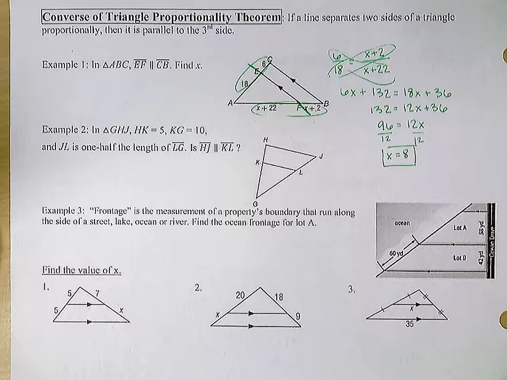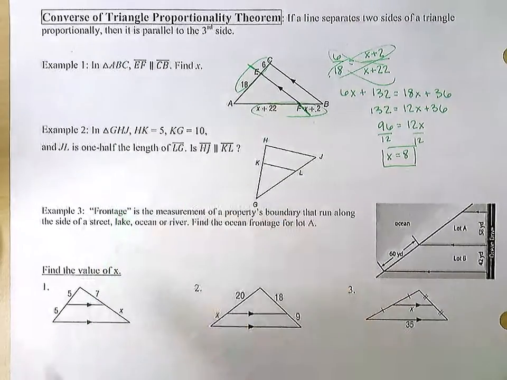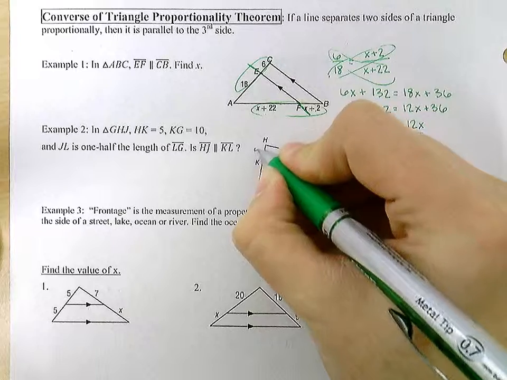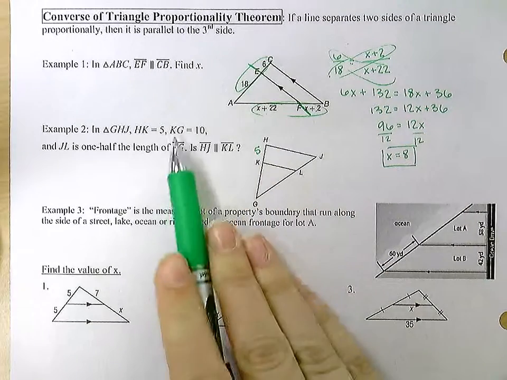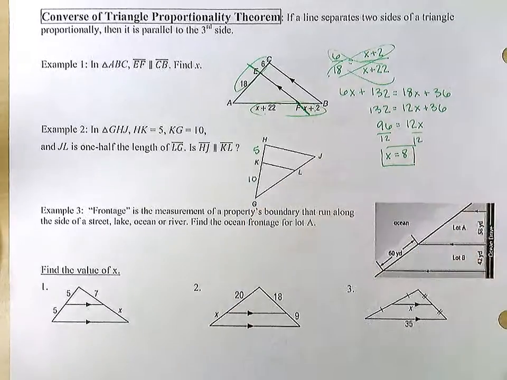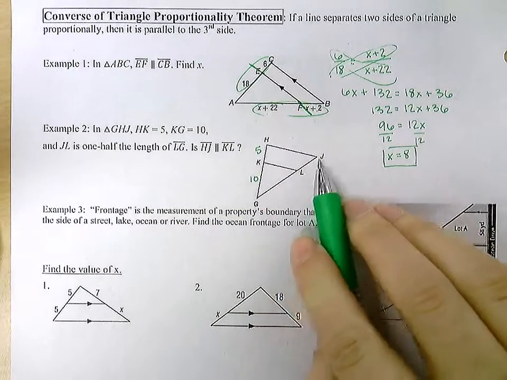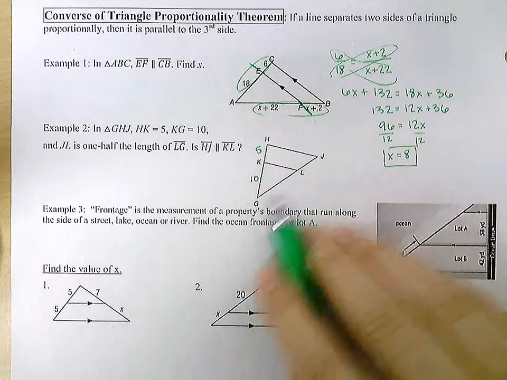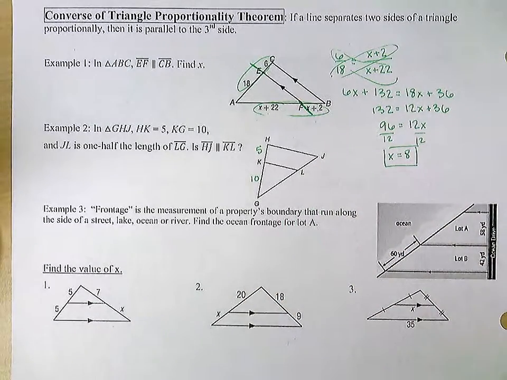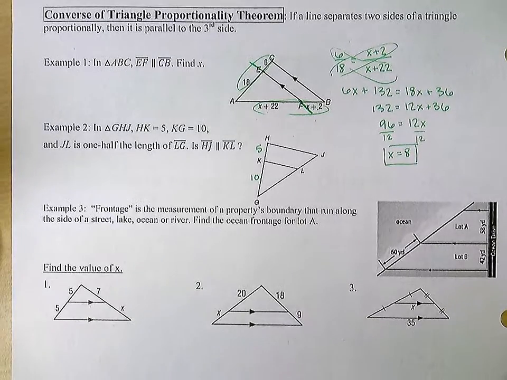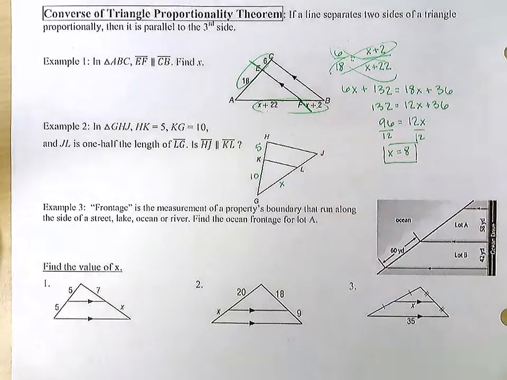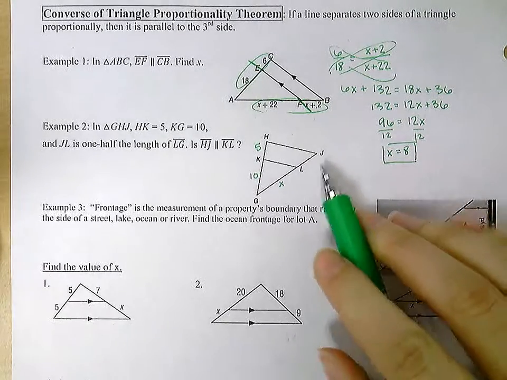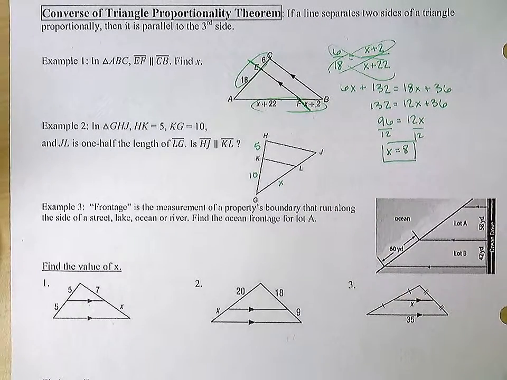In example 2, this is using the converse part of that theorem. So this time we're not given that those lines are parallel. We need to prove that they're parallel. So in triangle GHJ, HK is 5, KG is 10, and JL is 1/2 the length of LG. Okay, since I'm not given numbers for those, if I just write LG is X, right? JL is 1/2 the length of LG.